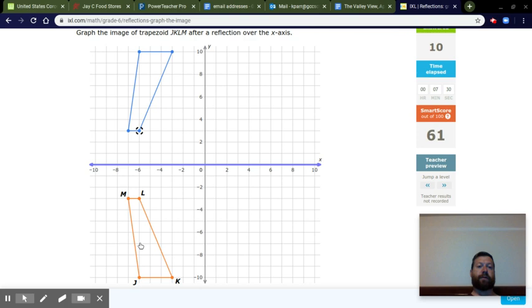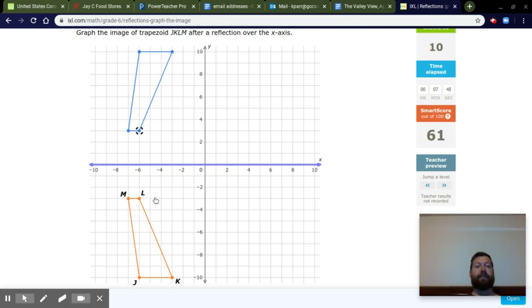1, 2, 3, 4, 5, 6, 7, 8, 9, 10. And you'll notice now that the two shapes aren't exactly the same looking. They have been mirrored or flipped.